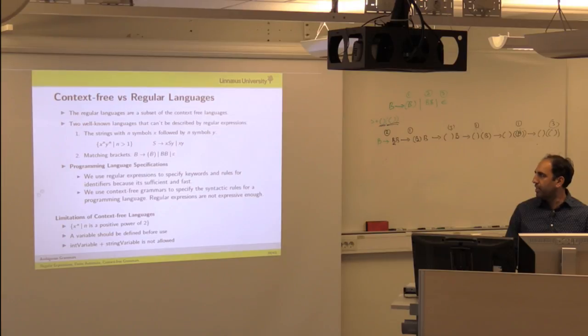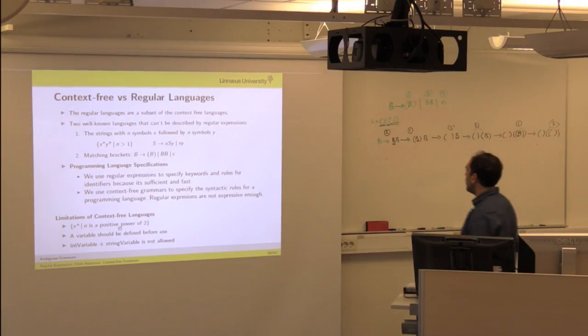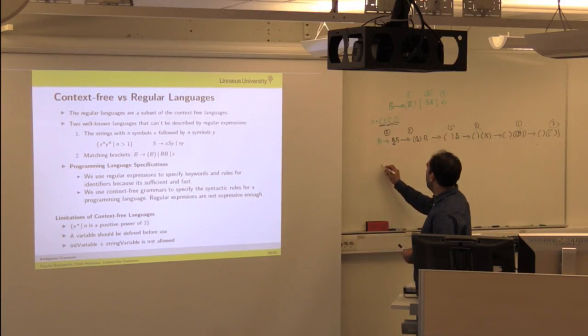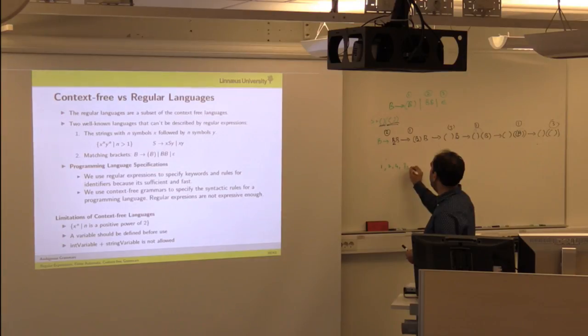However, although context-free is more powerful than regular expression, it also has certain limitations. For example, take a string whose length is x raised to power n, where n is a positive power of 2. And what is a positive power of 2? 2 itself, 4, 8, 16, 32.